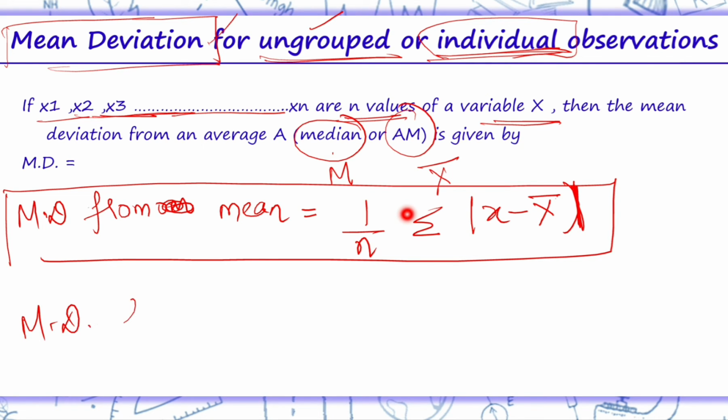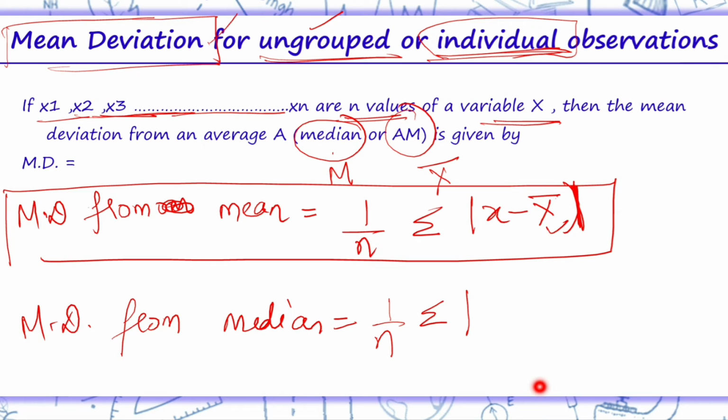But for mean deviation from median, in place of x bar we will write M. That means for that particular question, first we have to calculate the mean and then we will solve it. Similarly, if we are calculating mean deviation about median, we have to calculate the median first and then we will solve it.